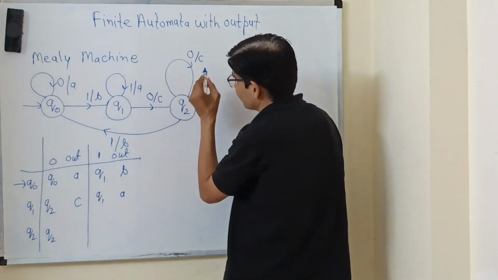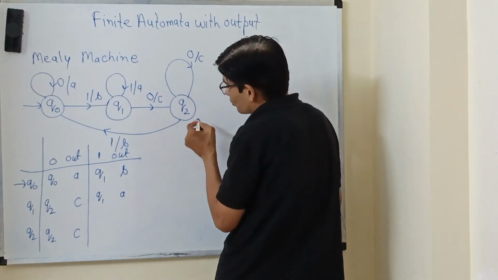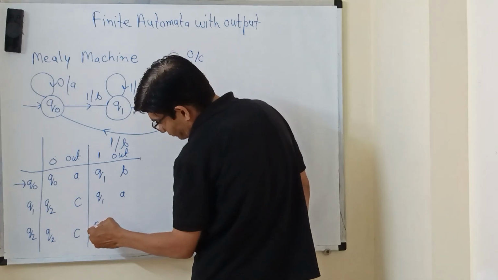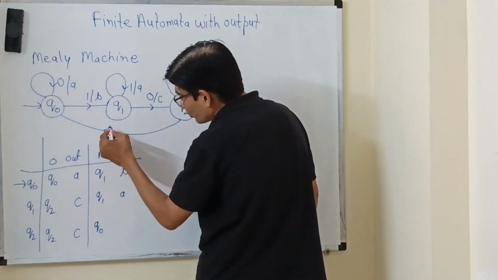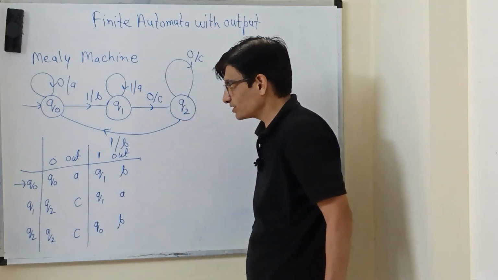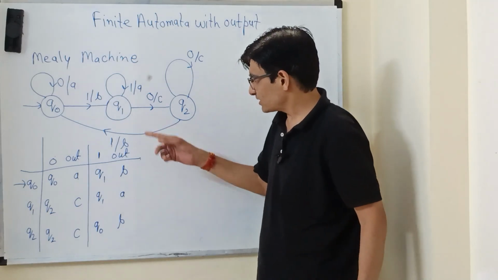and the output is generated here as C. And again on Q2, if we are getting 1, we are moving back to Q0 and the output symbol here is B. So this is the tabular representation of the same machine. I hope, friends, it is very clear.